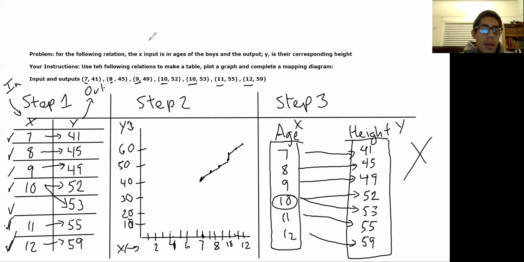Now, can the reverse be true? Can 2 different x's pair up with the same y? Yes. And you're going to see that right now.